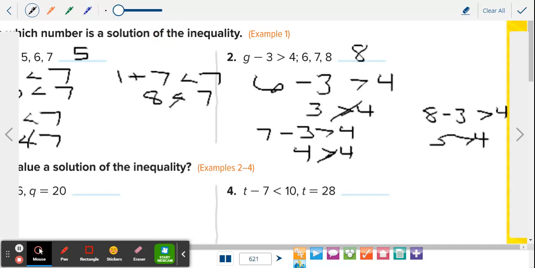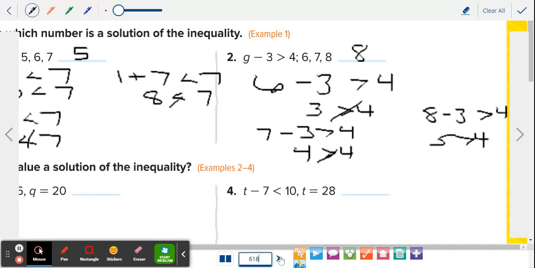That's it. So you're just proving to see if those three numbers are a solution for the inequality. And it might be more than one. You never know. It just depends on the inequality itself. So that's why you have to work these out. Show your work. That's your evidence.